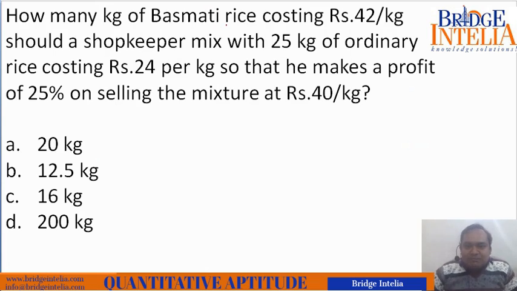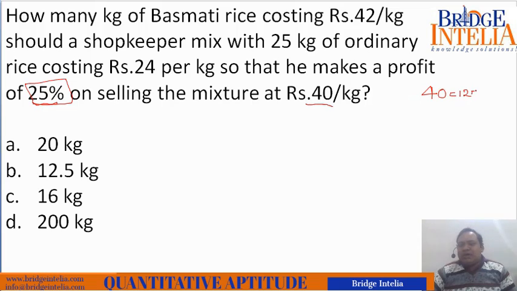How many kgs of basmati rice costing rupees 42 should be mixed with 25 kg of ordinary rice costing rupees 24, so that he makes a profit of 25% on selling the mixture at rupees 40. So you are selling at rupees 40, you are having a profit of 25%. So 40 is equal to 125% of cost price.